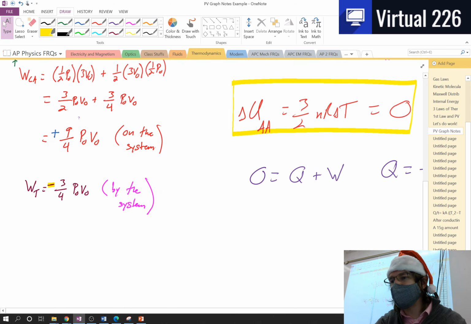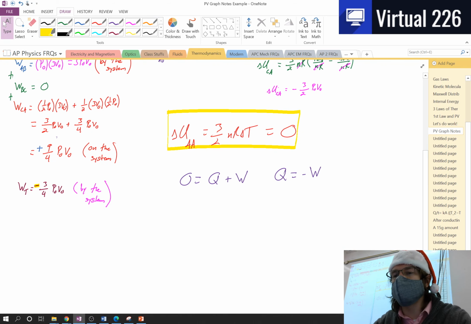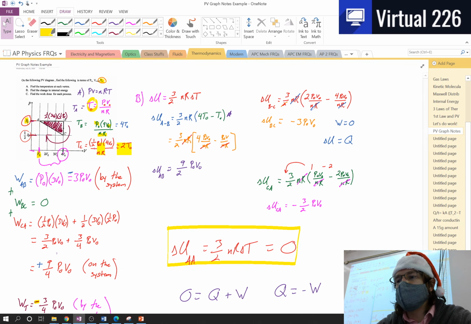So there we have it. An entire PV graph that we've worked everything out for. We found the temperatures at all the vertices. We found the change of internal energies using those differences in temperatures. And looking at areas, we were able to find the work that was done by each cycle and then the total work done throughout the system. So these PV graphs, there's a ton of information stored into them. There's a lot to pick out of them, but they are very, very powerful as a result. And we're going to be using them for our first law of thermodynamics moving forward.